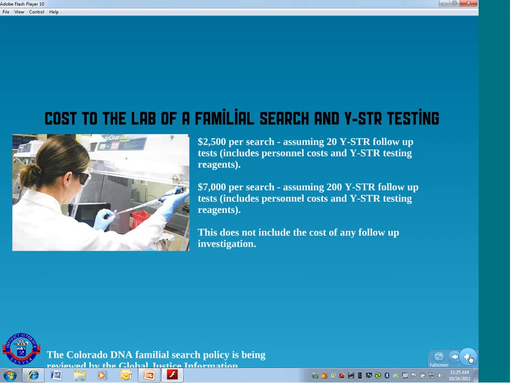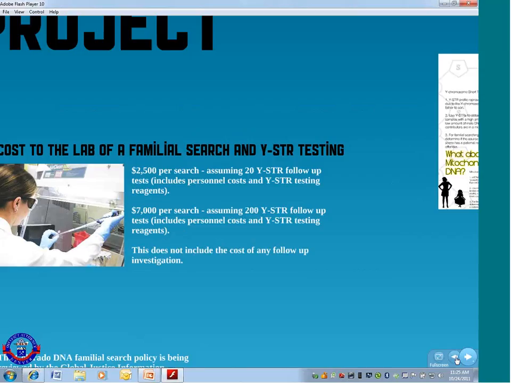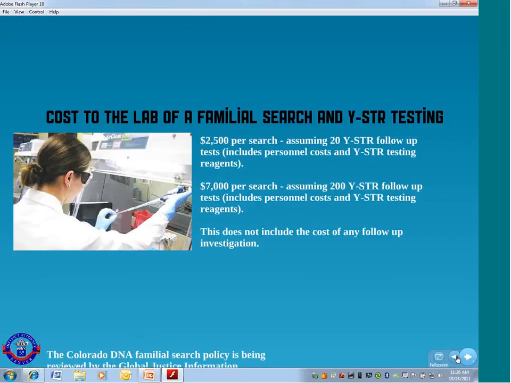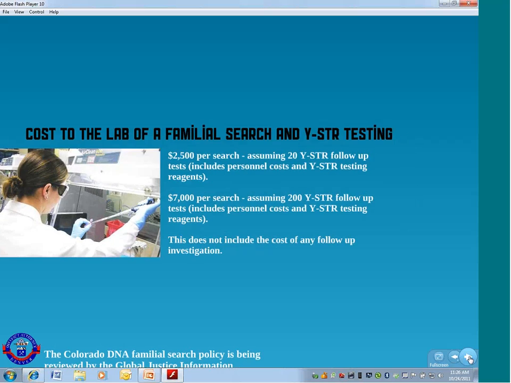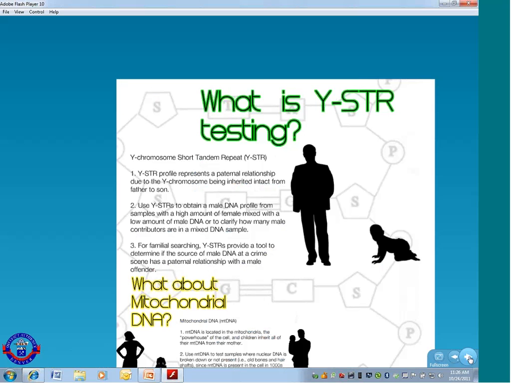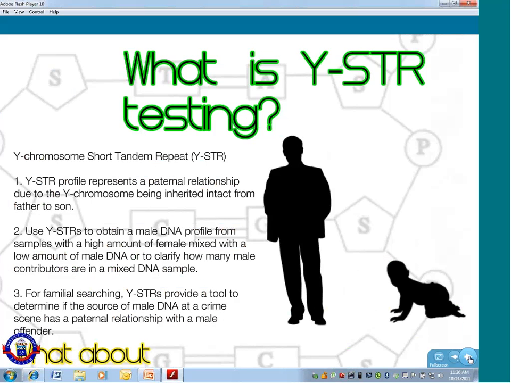A lot of people ask us about the cost, and let me go back to that. Our cost is about $2,500 per search. That's assuming 20 Y-STR follow-up tests. Pursuant to our policy, we do the actual follow-up tests in Denver and not the state lab. If you had as many as 200 candidates, then it would cost you about $7,000 per search. And of course, this does not take into account the cost of the follow-up investigation once there is a familial match.